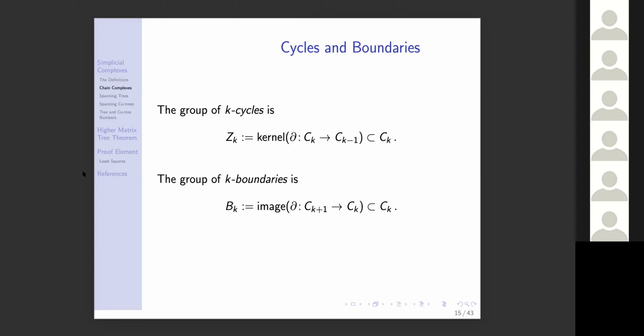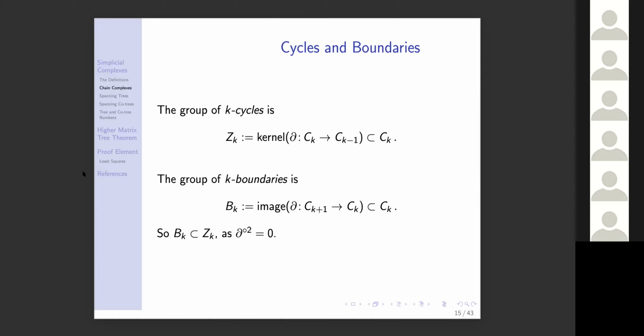And if you were at my talk last week, that should remind you of what I did last week with graphs. And because boundary squared is 0, the boundaries are contained in the cycles. That's obvious now because boundary of boundary is 0. So we could ask the question of how far do the boundaries deviate from being cycles, right? How far do the cycles deviate from being boundaries, I should say?